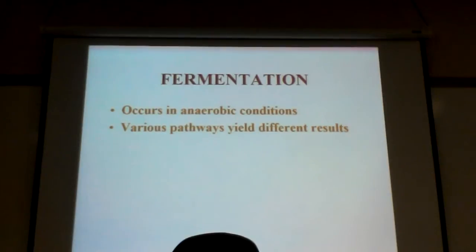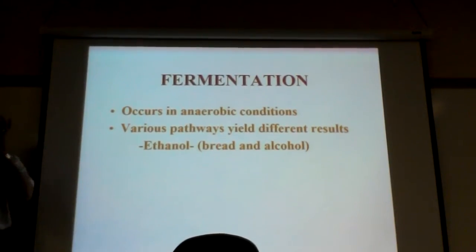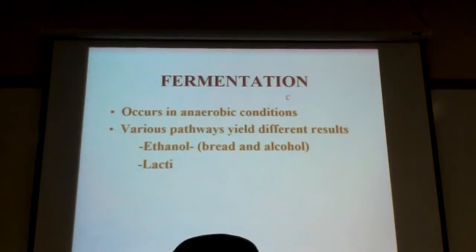Different pathways yield different results. I've got a couple here, and I'll show you the diagram chart later. In the case of yeast, yeast do ethanol fermentation. We use that to make bread, we use that to make alcohol. Animals do lactic acid fermentation. We use it in our muscle cells, for example. And again, we'll expand on that in a couple minutes.